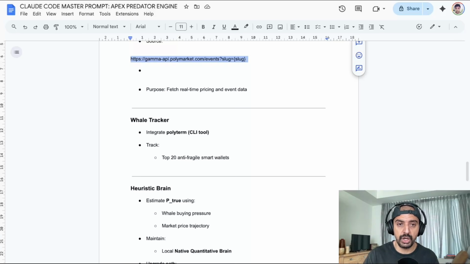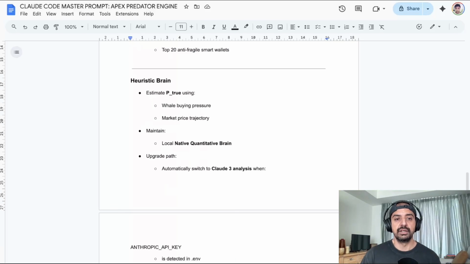This is the most important part of this entire prompt. Then I'm basically building the heuristic brain, which is inside of the AI. Now, I've used Claude Code for this. You can use any programming or AI language that you want. In my opinion, Claude Code is the best programming platform in the world. Nothing comes close to Opus, right?